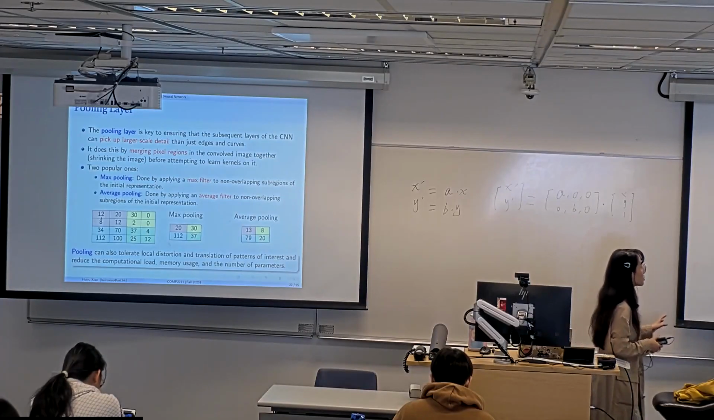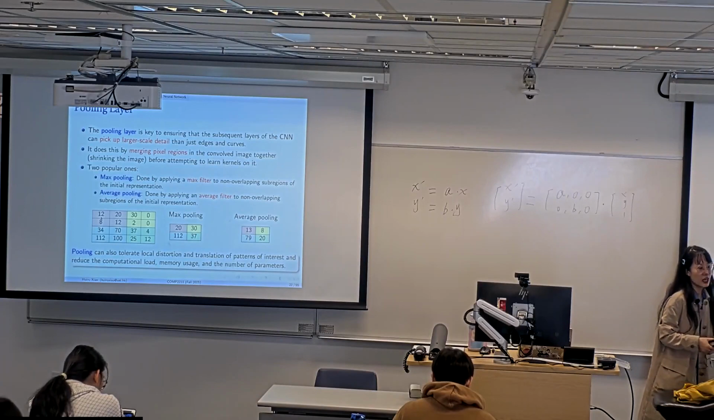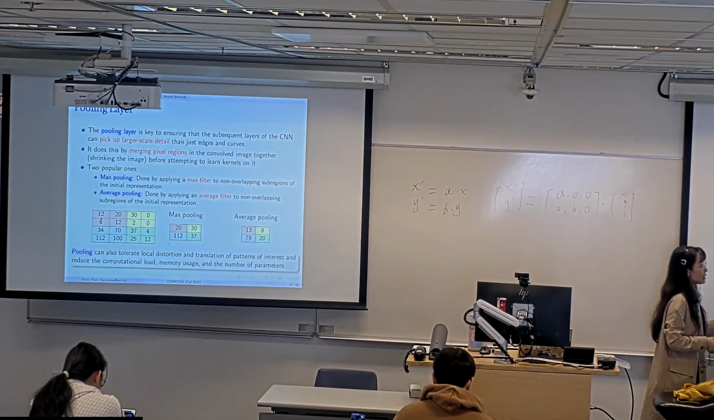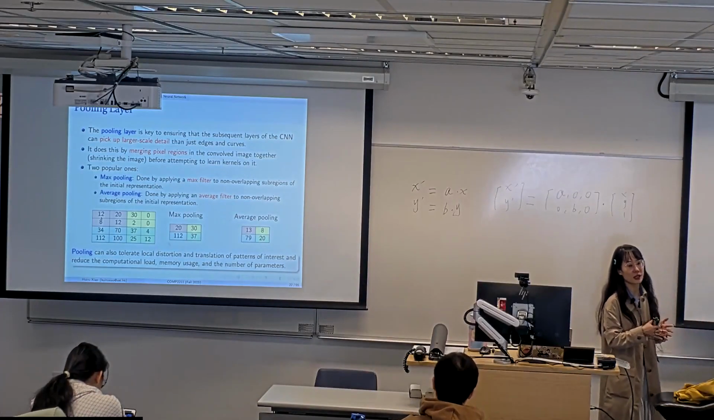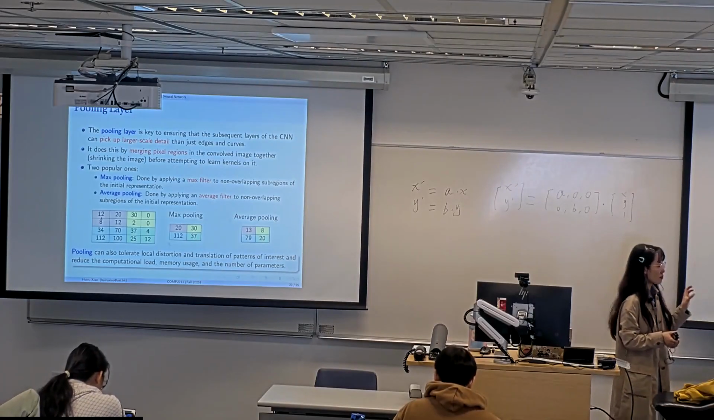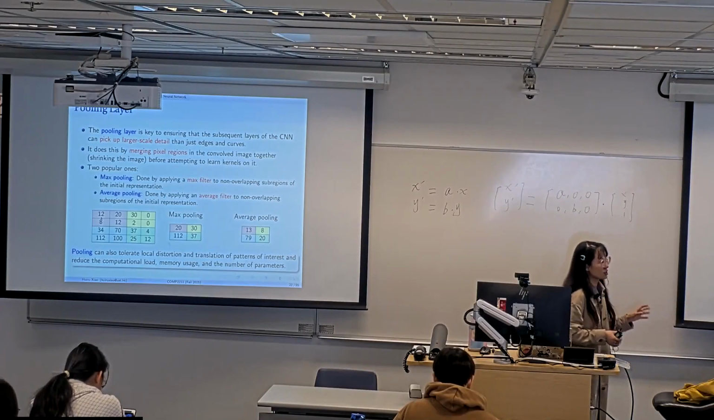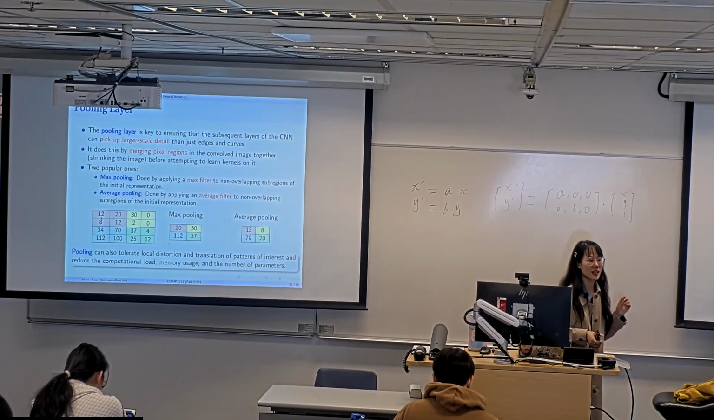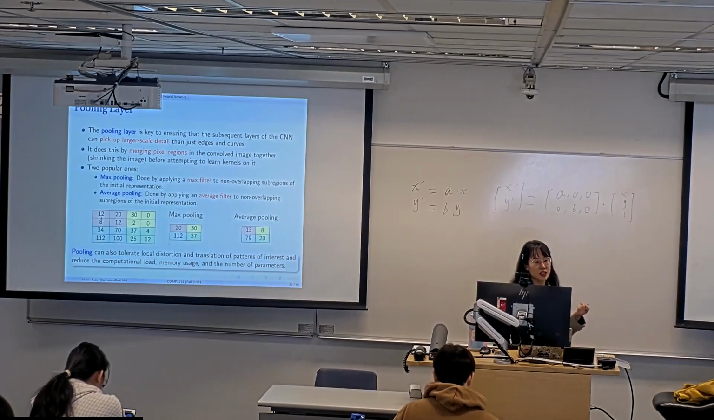And it can also reduce the computational load, memory usage, and the number of parameters, because after you apply pooling, definitely the output size will be smaller, so the memory is less, and also the computational load will be less, the number of parameters will be less. So it can also be used to save the memory and computation power.